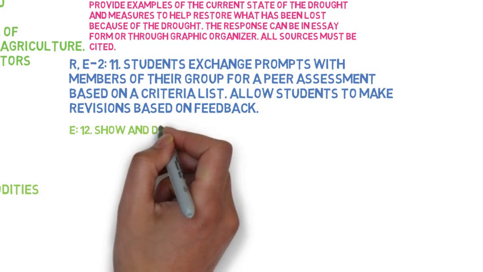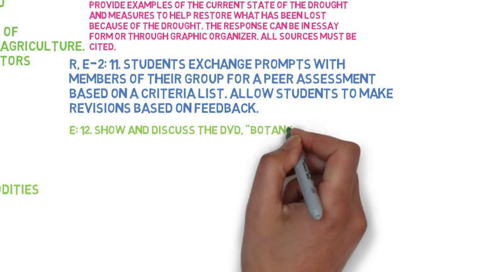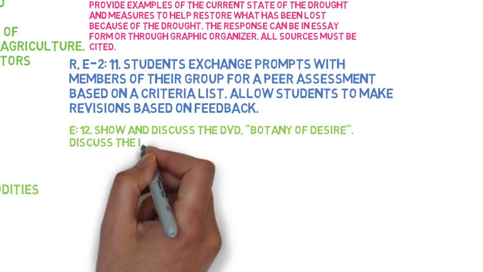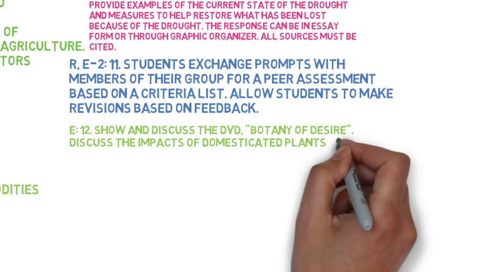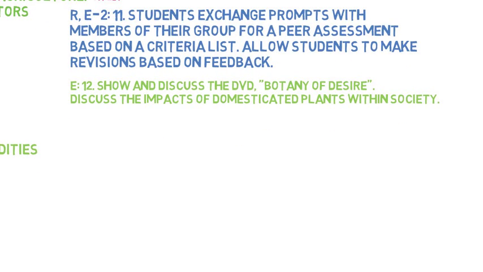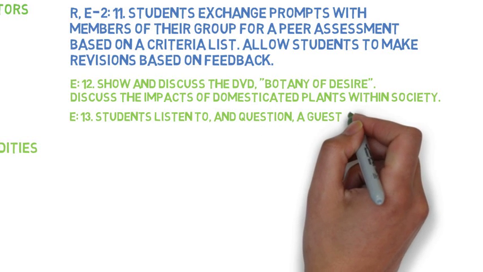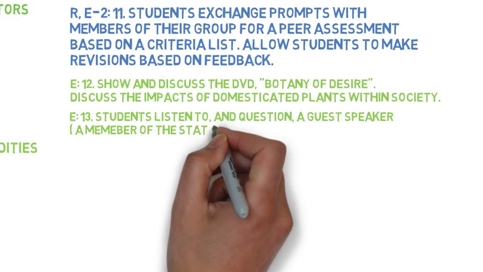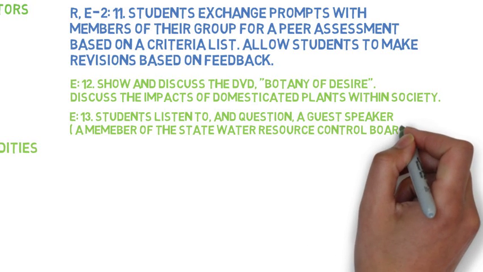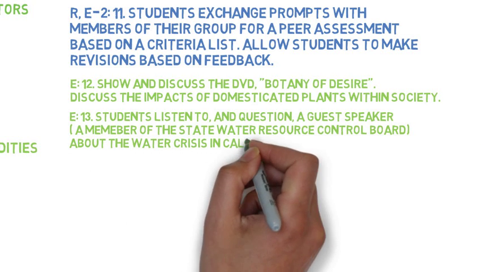12. Show and discuss the DVD Botany of Desire. Discuss the impacts of domesticated plants within society. 13. Students listen to and question a guest speaker, a member of the State Water Resource Control Board, about the water crisis in California and how it's affecting the state's economy.